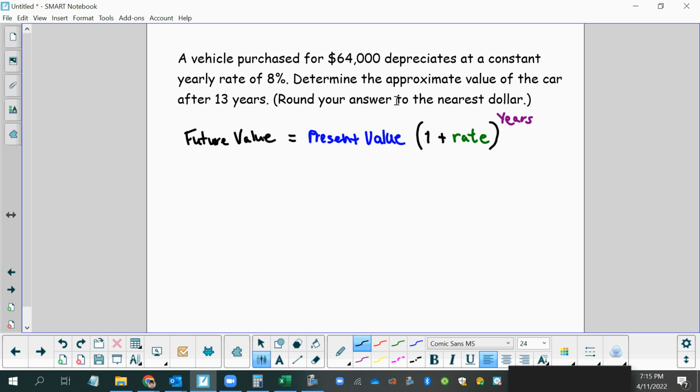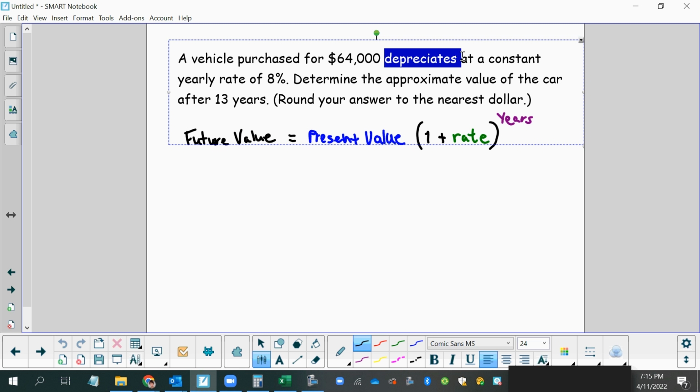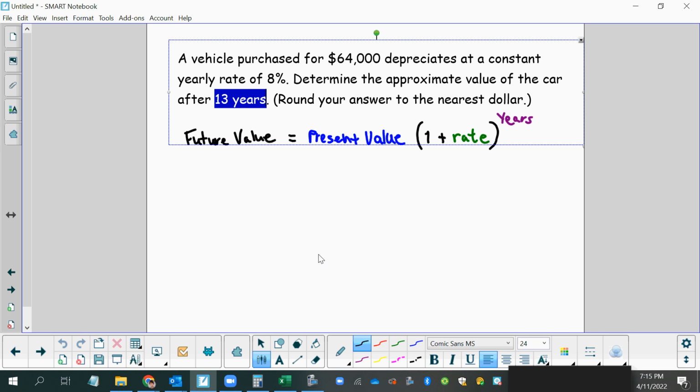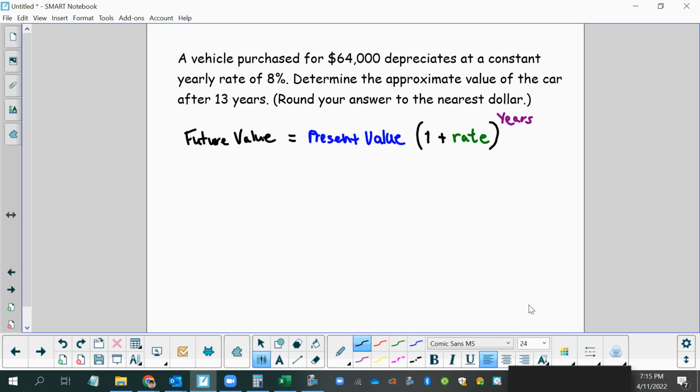The reason that it works for both is because when you see the word depreciate, you can make your rate negative. And when you see appreciate or increases, you can make your rate positive. So in this case, because it says depreciate, we'll make our rate negative, and then of course the number of years will be given in the problem usually. Has to be, or you won't be able to do the problem.